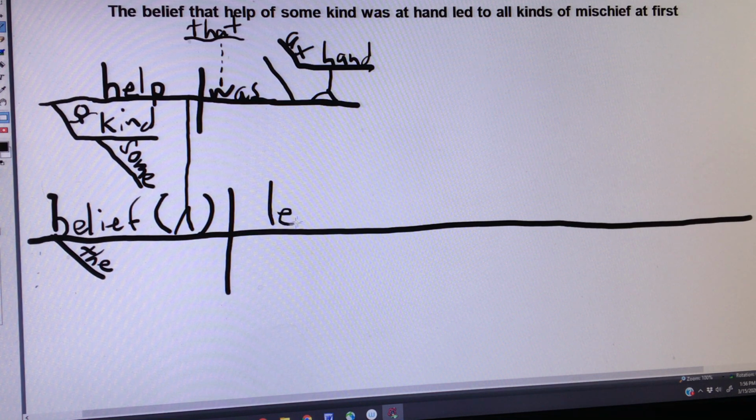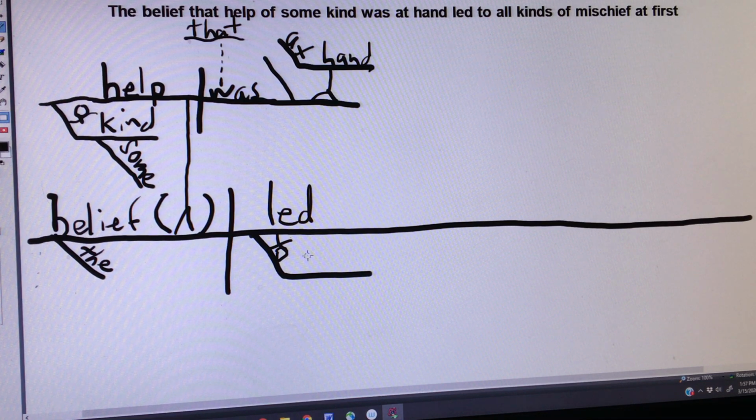led, and the rest of what we've got is to all kinds of mischief at first. So let's start with to all kinds of mischief, because it's led where, or led how? To all kinds of mischief. That's where. So it's metaphorical, of course. If it led to New York, then we'd certainly have no confusion, but it really does have to be adverbial. Led is not a linking verb, so it can't be a subjective complement.